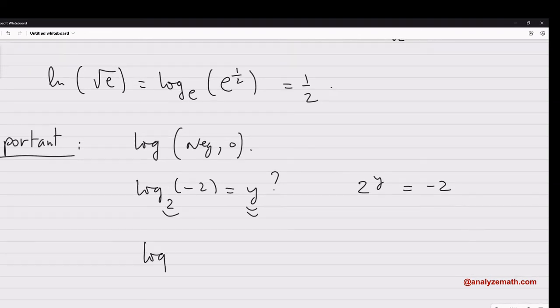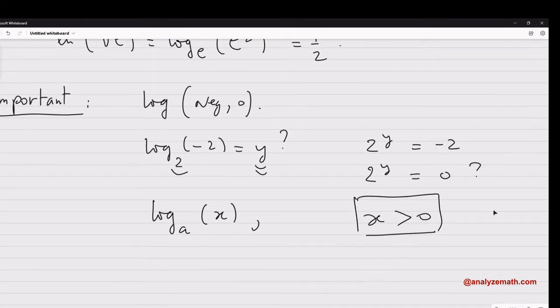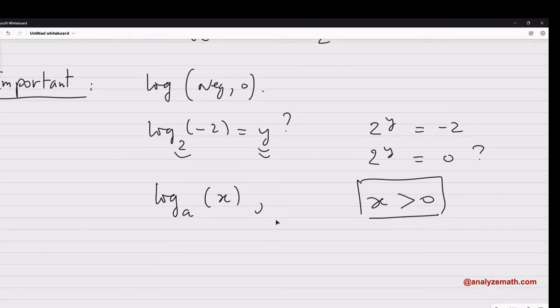So when we talk about the log of any base of x, x must be strictly bigger than zero. Now, for zero, can you find y so that 2 to the power y equals zero? Again, no. So therefore, for the log base a of x, x must be strictly positive. So we cannot take the log of a negative number, we cannot take the log of zero.